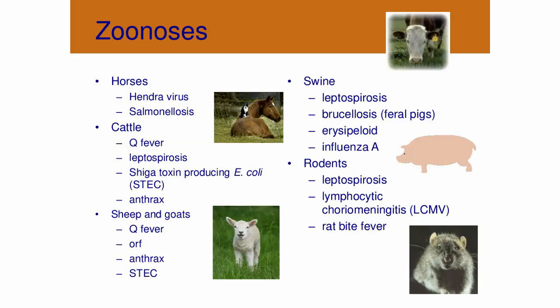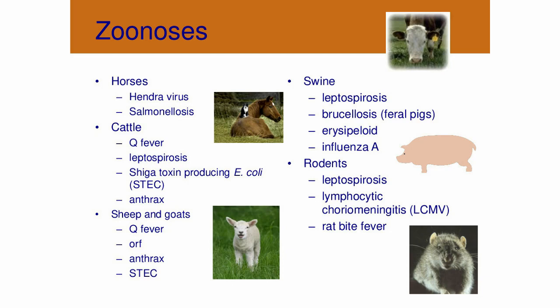So each animal species is associated with its own list of zoonoses. Some zoonoses only infect a small number of animal species. For example, ORF, which is also known as scabby mouth. This is a disease of sheep and goats and can cause a viral skin infection in humans. But other zoonoses, such as Q fever, can infect a much wider range of animal species. This slide here just provides some examples of zoonoses that infect different animal species. It's by no means an exhaustive list, and each of these animal species can be infected by other zoonoses.